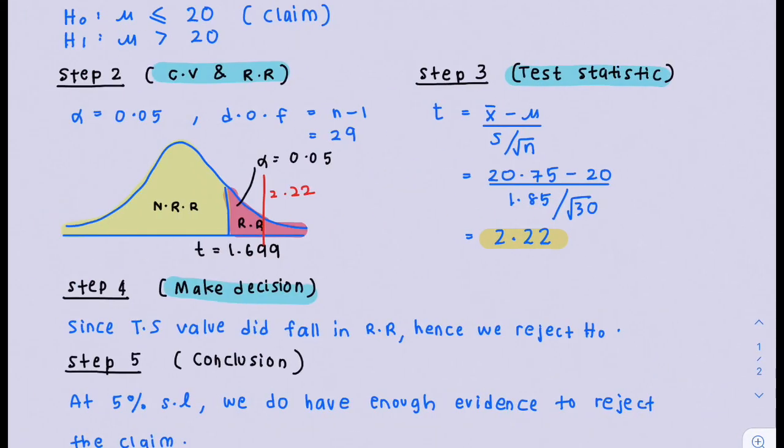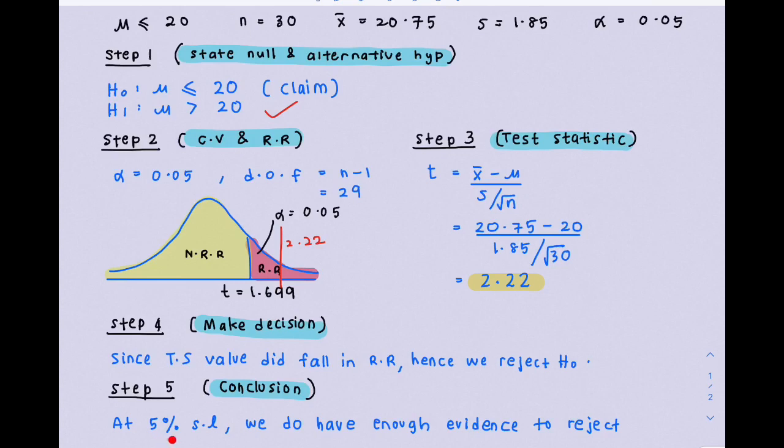Okay, the last step is making a conclusion. So this step is based on your question. So question asks, test the claim. So your claim just now is mu is less or equivalent to 20. So refer back to your decision. Your decision is rejecting the null hypothesis, meaning that you are accepting the other hypothesis because you are rejecting the null. So you can say that at 5% significance level, we do have enough evidence to reject the claim because your claim is the null hypothesis.